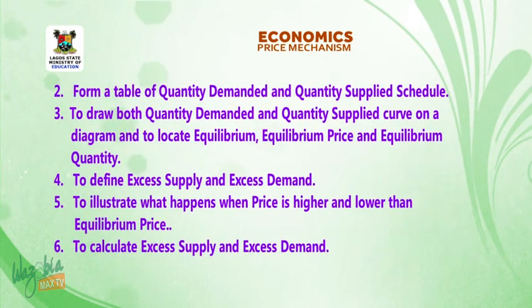2, form a table of quantity demanded and quantity supply schedule. 3, to draw both quantity demanded and quantity supply on a diagram and to locate equilibrium, equilibrium price, equilibrium quantity. 4, to define excess supply and excess demand. 5, to illustrate what happens when price is higher and lower than equilibrium price. And finally, to calculate excess supply and excess demand.